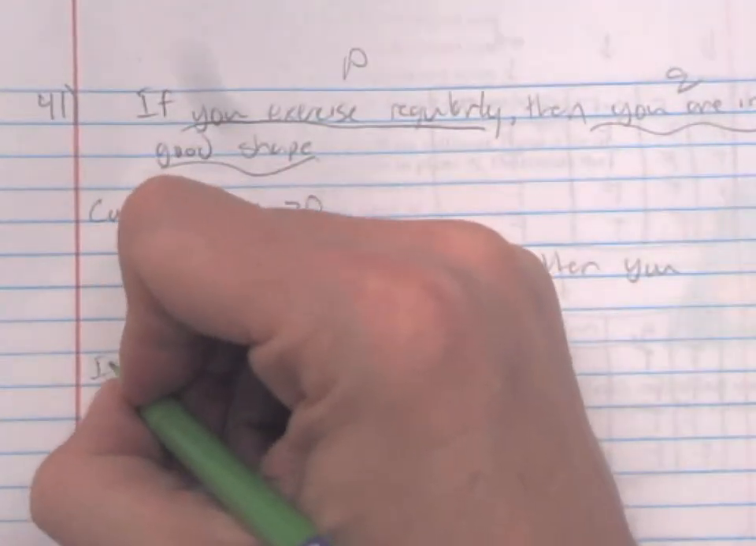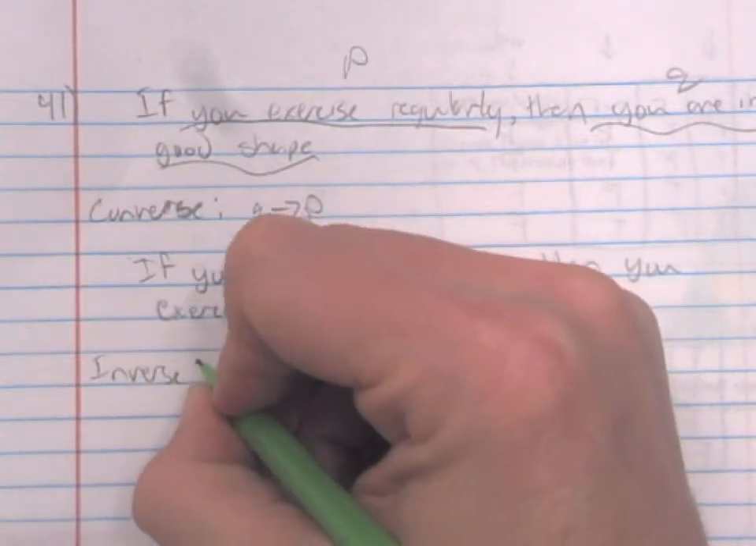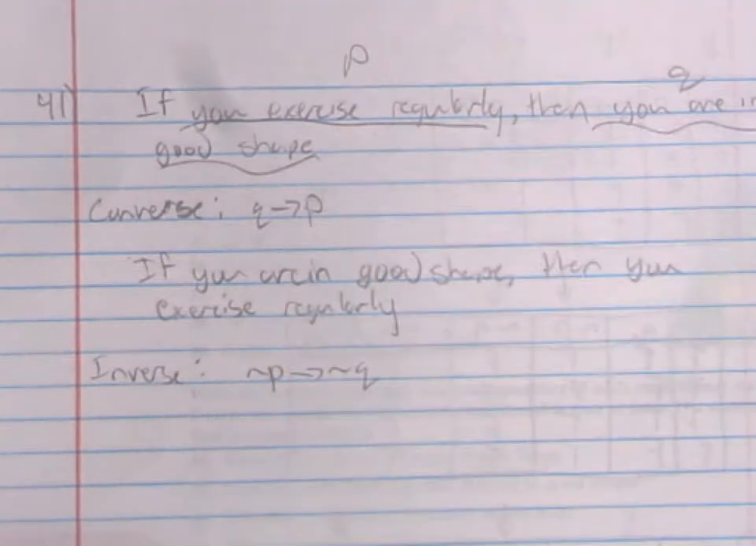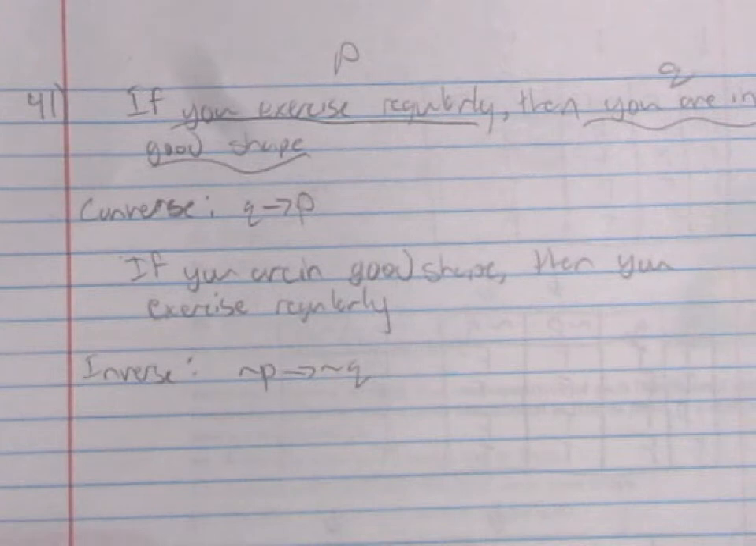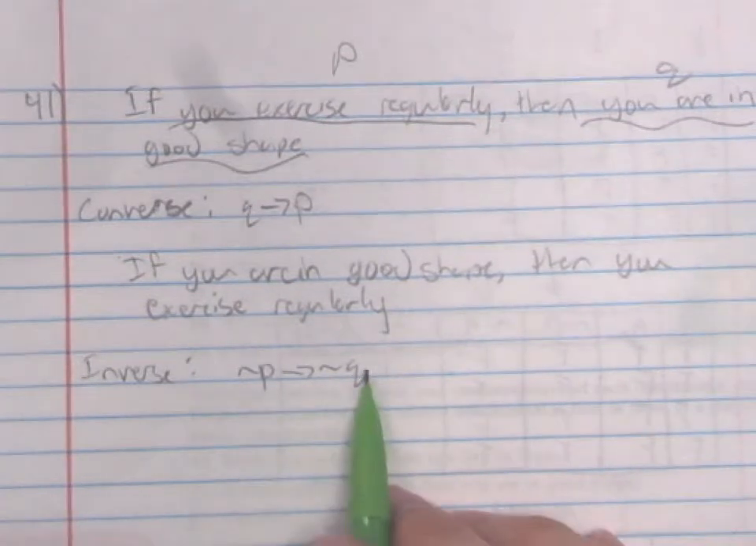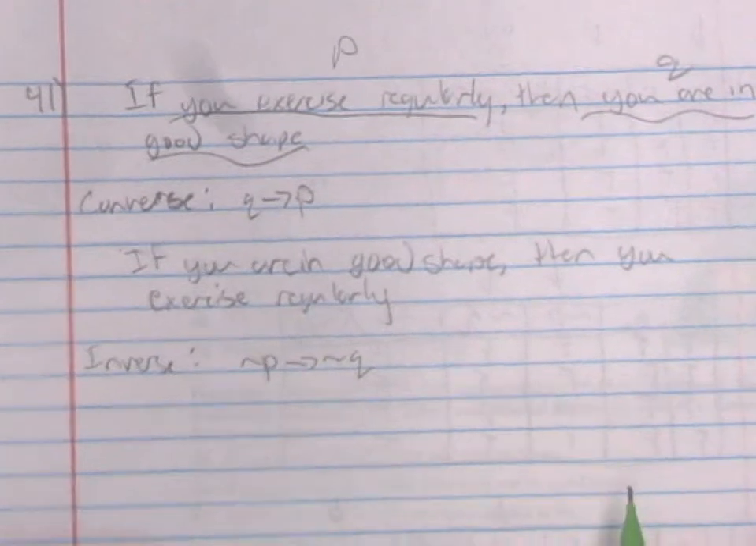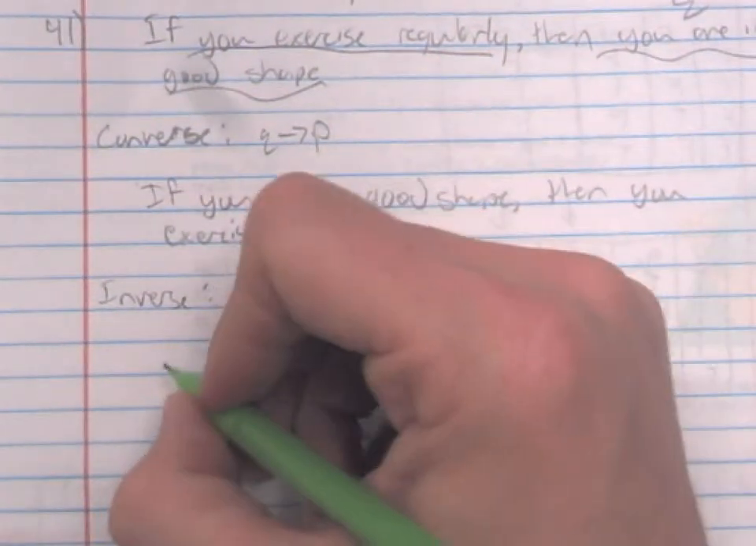Let's go ahead and do our inverse now. To find the inverse, we're just going to negate P and Q from the original. So not P implies not Q, or if not P, then not Q. If I don't exercise regularly, then I am not in good shape.